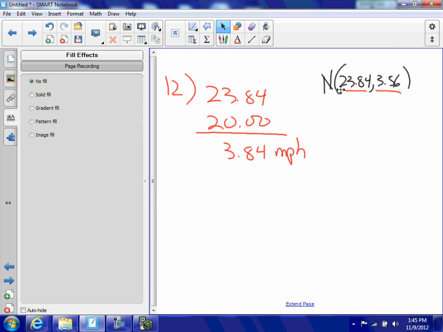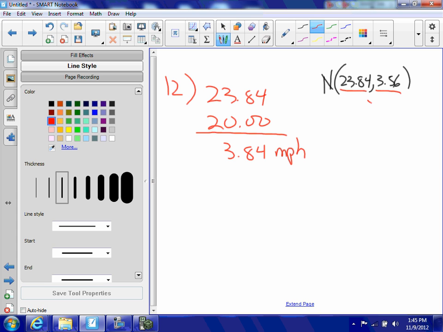And the second part of this question asks, what is the new standard deviation? Well, standard deviation doesn't change at all. Standard deviation is going to stay at 3.56. It's just like when we had a histogram of our heights, if you recall.